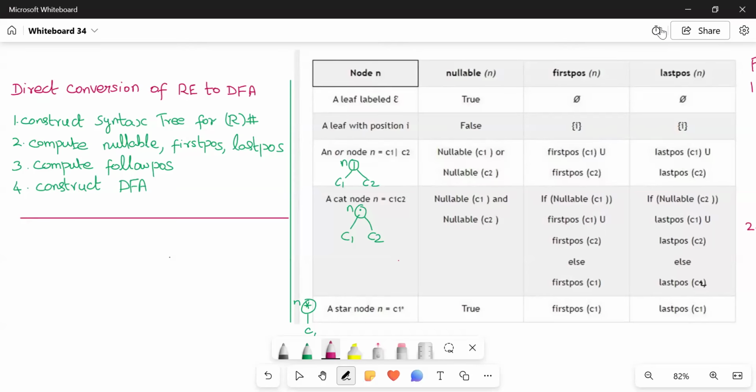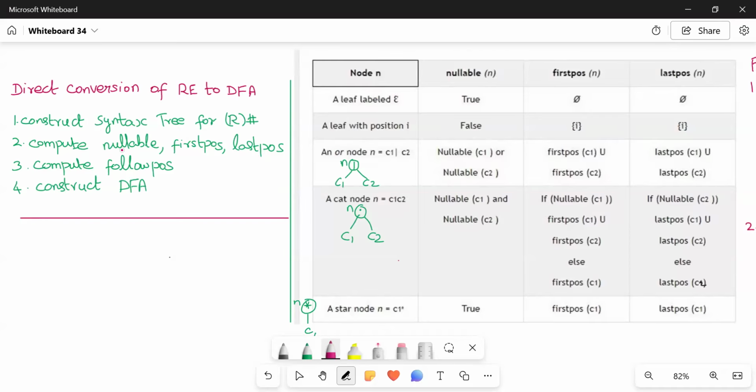Hello everyone. In this lecture, we are going to discuss direct conversion of regular expression to DFA. There are four steps. First step is to construct a syntax tree for the regular expression. Here we consider the given regular expression as R, and we need to construct a syntax tree for R followed by hash.